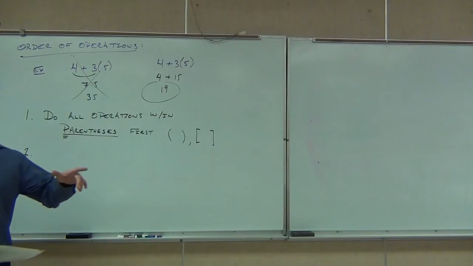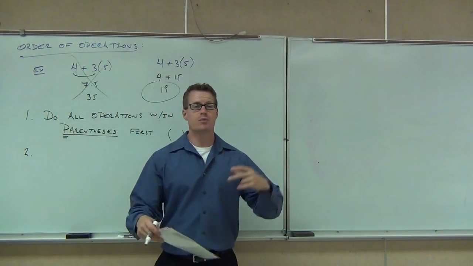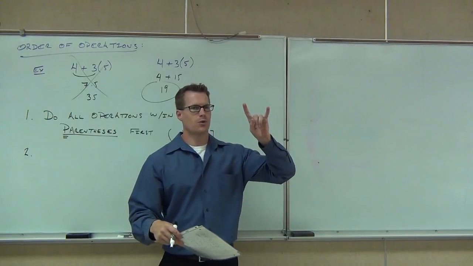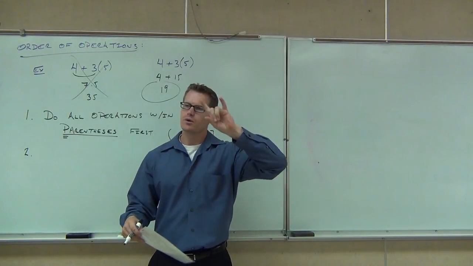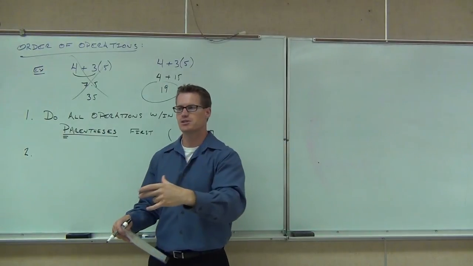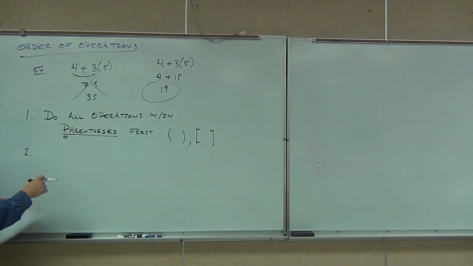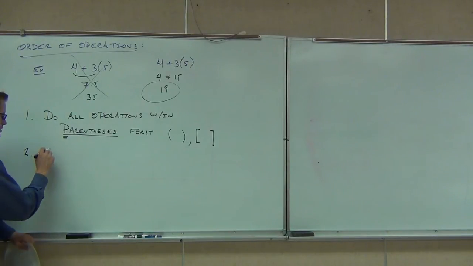So, first order of business. We deal with our parentheses first. We take care of all those operations. Then we move on to number two. If you know this already, you're going to look for any exponents, the things we just covered, and you're going to evaluate any exponents right then. So parentheses come first, but right after that, we're going to simplify any exponents.